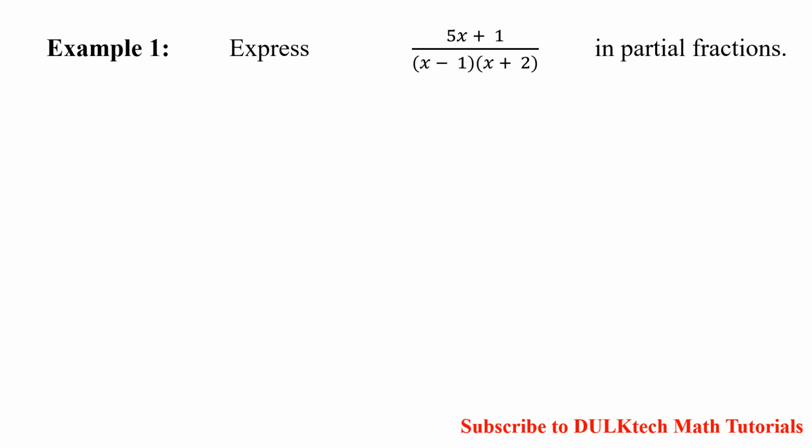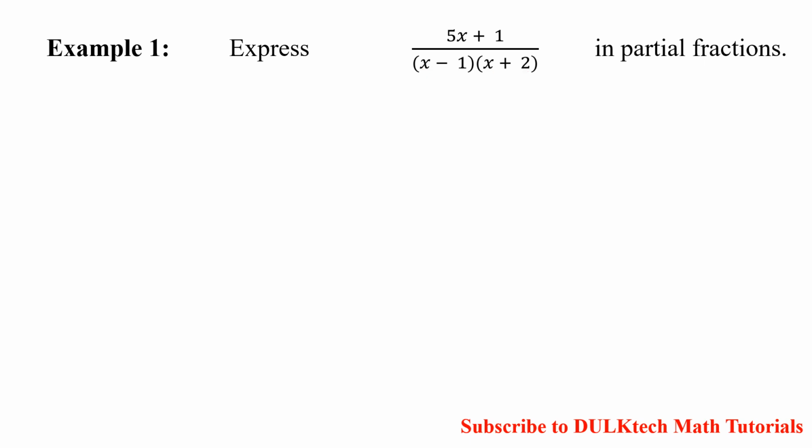In this case, if you look at the denominator here, we have two factors, x minus 1 and x plus 2. These are the two factors. And in each of these factors, we have the highest power of x as 1. So this is a linear factor. This one is also a linear factor. So since we have linear factors here, we are saying this is very simple.